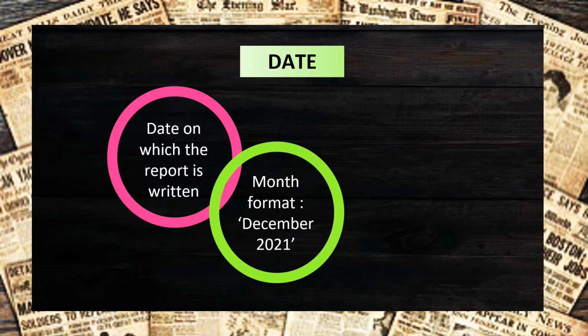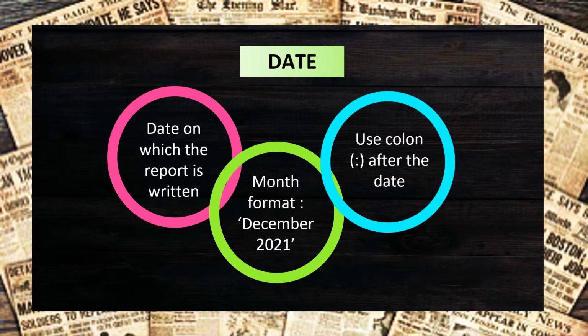But when you're writing the month, it has to be written in words. You should not write 11. You have to write it as November. If it is the 12th month, don't write it as 12, write it as December. And after you write the date, you have to use a colon. So remember, the date is the day on which the report is written, and the month has to be only in words. You have to spell it out, and then after that you have to use a colon.